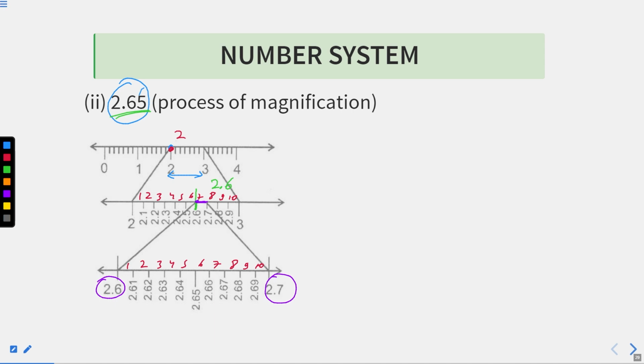We have to stop when we get our 5th part. So the 5th part is here. So we stopped here, and this is our position now. This is a representation of 2.65 on the real line. Okay, I hope the process is clear.